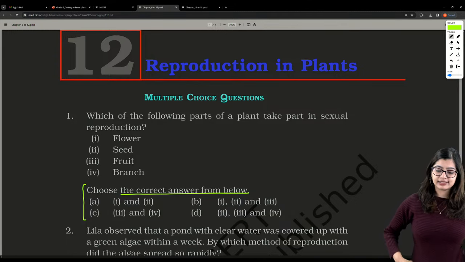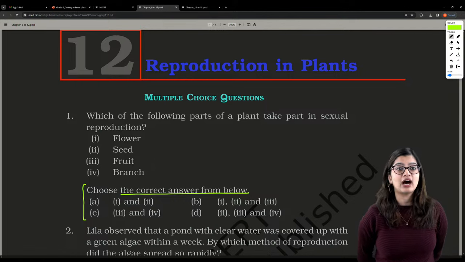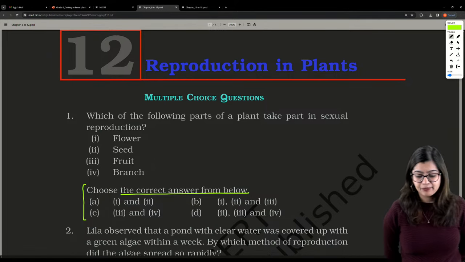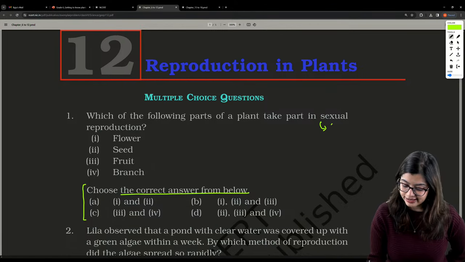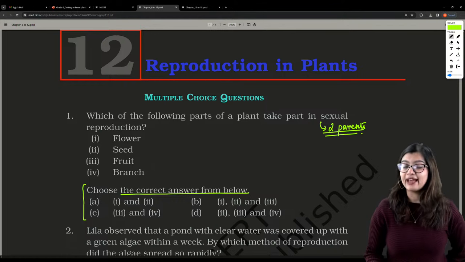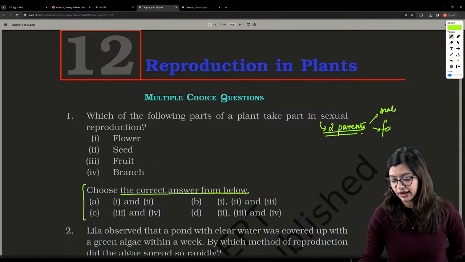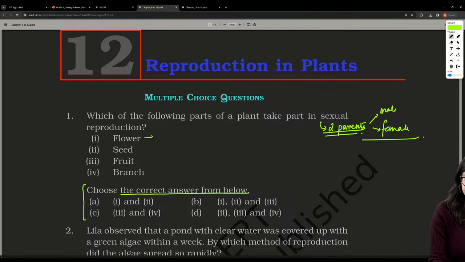This is a classic example of how we are in a hurry to give me the answer. Yes? We are in a hurry. Now, what is sexual reproduction in plants? Sexual reproduction is when we have two parents, right? So we see that there are two parents involved. So we have a male part and a female part. Now, where do I find this male and female part? I find it in the flower.